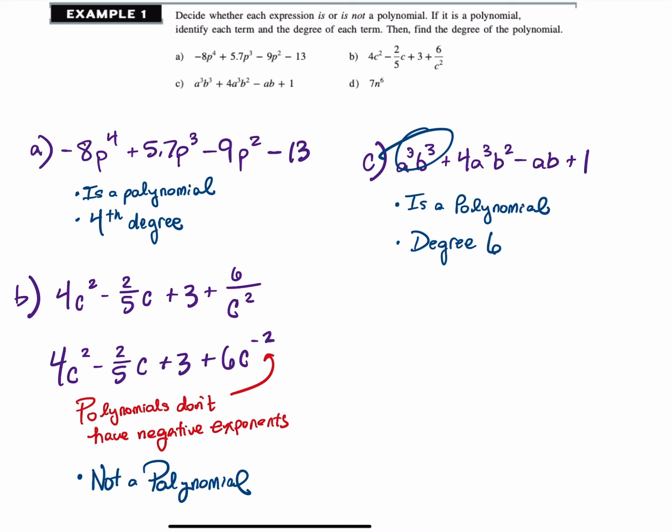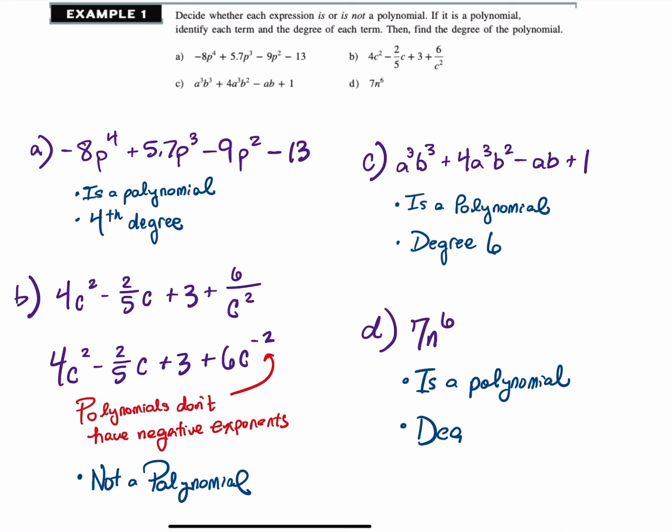So 6th degree, this would be a 5th degree for our second term. 2nd degree, since we have two ones for the third term. So the highest one there is the 6. And part D just has a single term, so we have a monomial 7n to the 6th power. Still is a polynomial. It has a degree of 6.